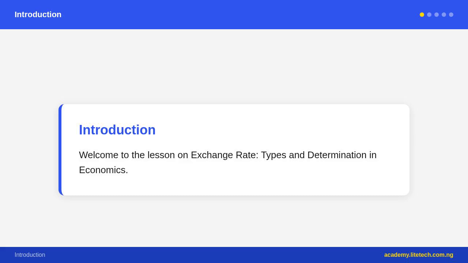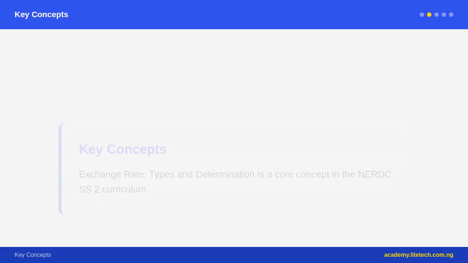The real exchange rate adjusts the nominal rate for the difference in price levels between countries. Real exchange rate equals nominal exchange rate times domestic price level divided by foreign price level. If Nigeria's inflation is higher than US inflation, the naira depreciates in real terms. Even if the nominal exchange rate stays the same, Nigerian goods become more expensive relative to US goods.